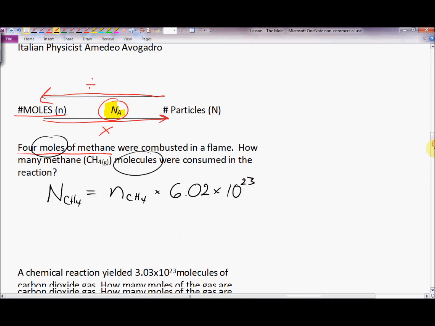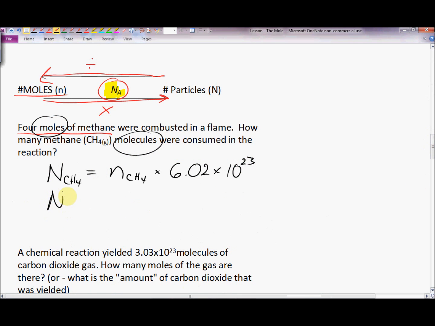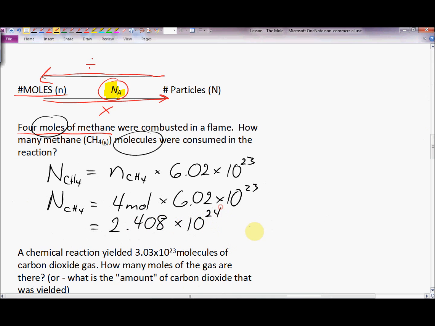Plug in the numbers. Number of particles of methane is going to be equal to 4 moles of CH4 times Avogadro's constant. Okay, if we work that out on a calculator, we're left with 2.408 times 10 to 24. Okay, so that's what we're dealing with. 4 moles of methane is exactly this many molecules of methane. Okay, they're equivalent.